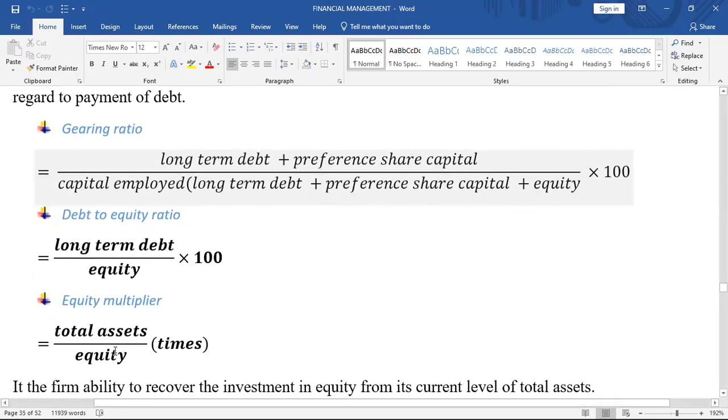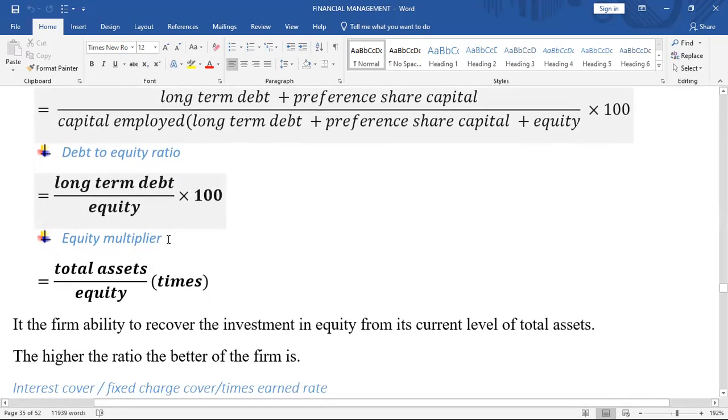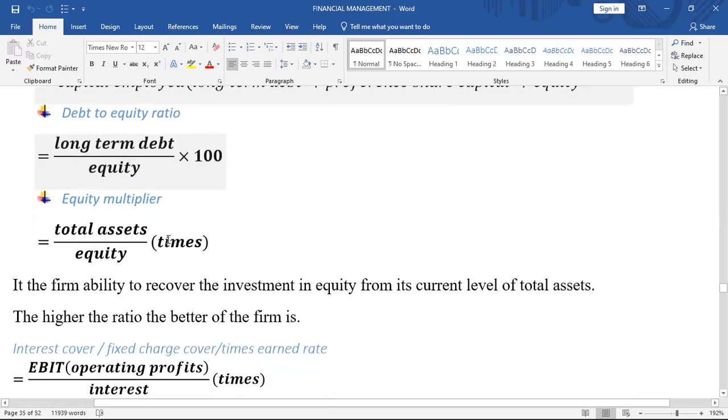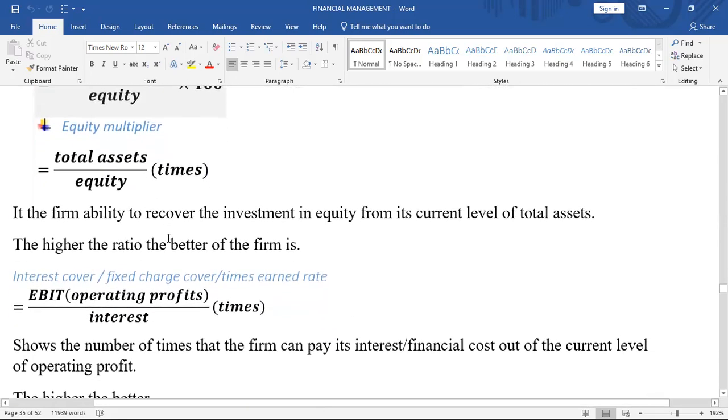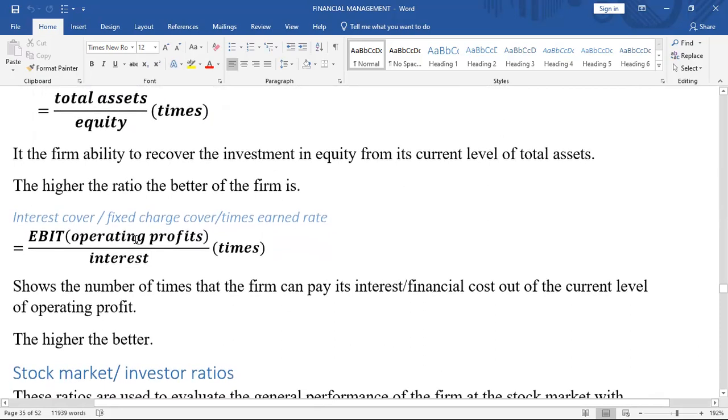We normally take the long-term debt plus preference share capital, and we divide by our capital employed. Earlier on, I explained the capital employed. For the debt to equity ratio, we take the long-term debt and divide by equity. Equity multiplier, you take the total assets and divide by equity. You give it in times, and it is the firm's ability to recover the investment in equity from its current level of total assets. So the higher the ratio, the better.